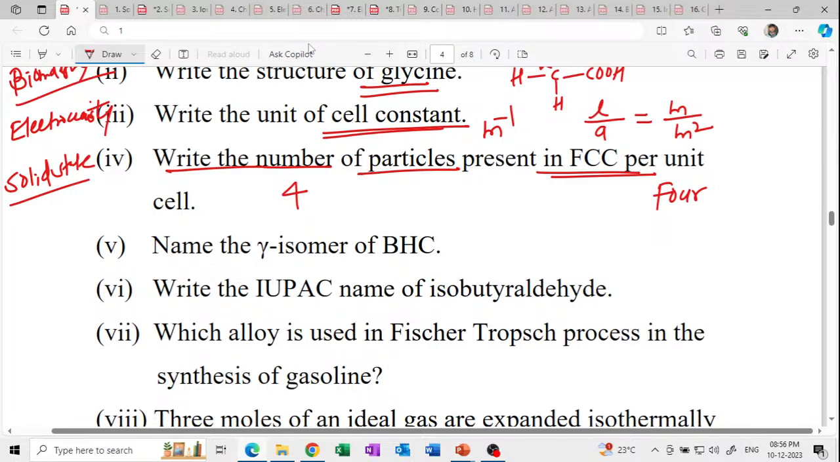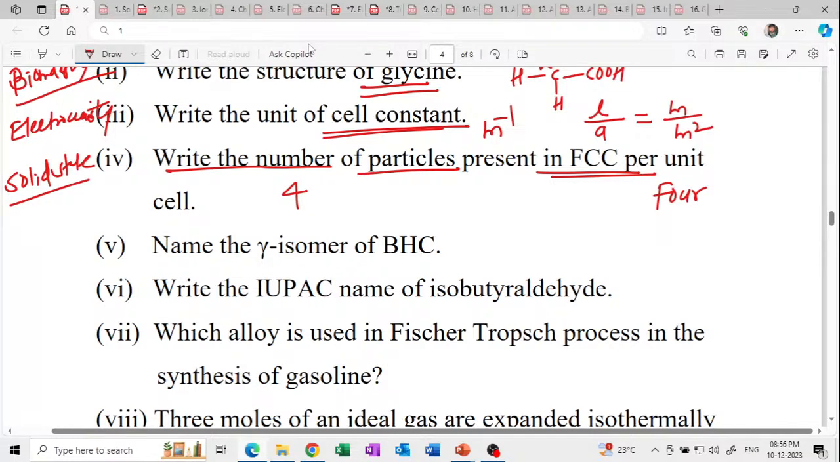Name the gamma isomer of BHC. This is a question from green chemistry and nano chemistry. The gamma isomer of BHC is called lindane. It is also called gamma hexane.